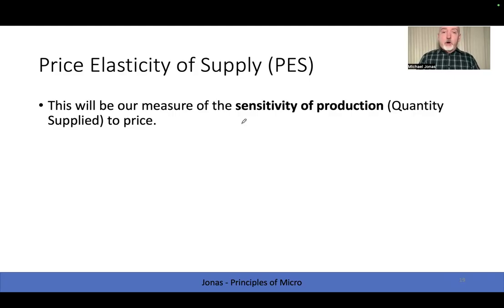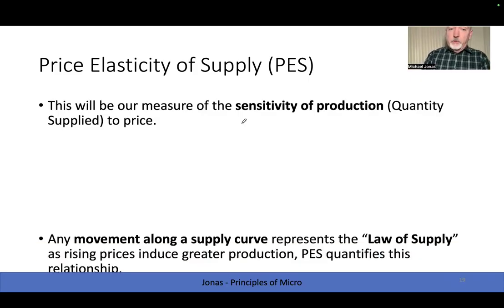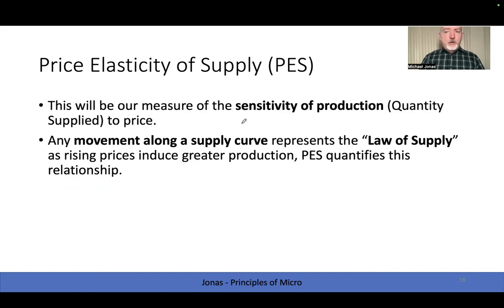It's going to be real important to know your ability to increase production when it's profitable to do so, right? We all know the law of supply, right? When price goes up, that profit motive kicks in and firms are going to want to sell more at that higher revenue per unit. But there are limitations on that ability to increase production at a moment's notice. So this measure of elasticity is going to quantify that sensitivity, if you will. Again, that movement along the supply curve is driven by the profit motive. Price goes up, we want to sell more, take advantage of that high price.